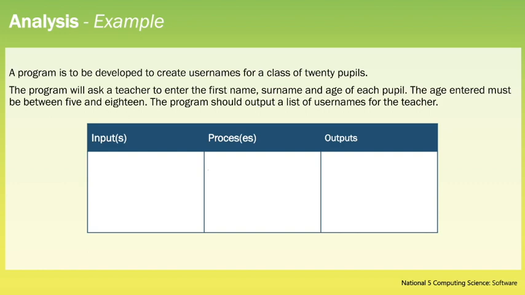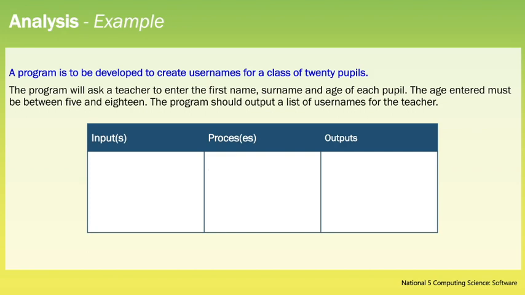So let's look at this example here. A program is to be developed to create usernames for a class of 20 pupils. The program will ask the teacher to enter the first name, surname, and age of each pupil. The age must be entered between 5 and 18, and the program should output a list of usernames for the teacher. So from this analysis, the purpose of our program is to create usernames for a class of 20.